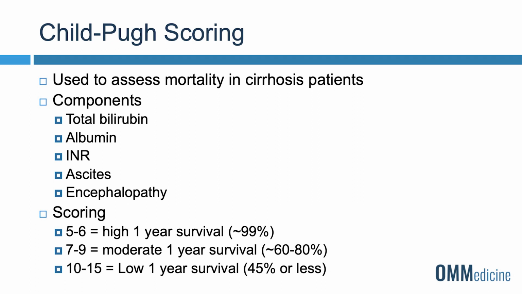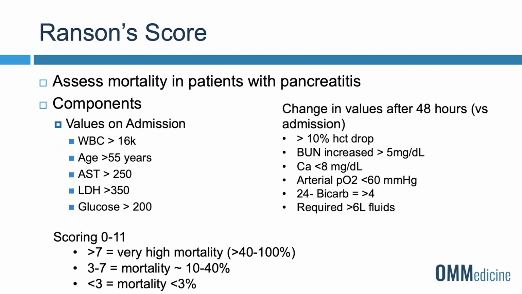And when we talk about scoring for the Child-Pugh score, we can think of it in three broad categories. Those with a score of 5 or 6 will have a very good 1-year survival. Those with a score between 7 to 9 will have a moderate 1-year survival, typically in the range of 60 to 80%, depending on what source you look at. And then those with a score between 10 to 15 have a very poor prognosis, typically with a 1-year survival of less than 45%.